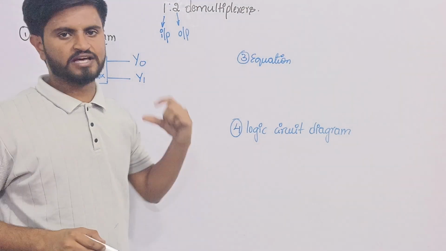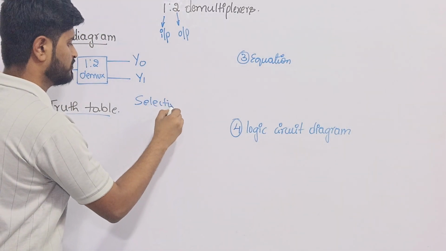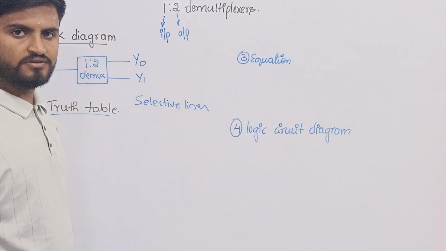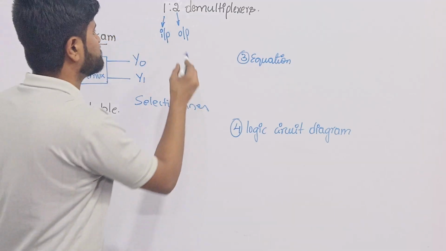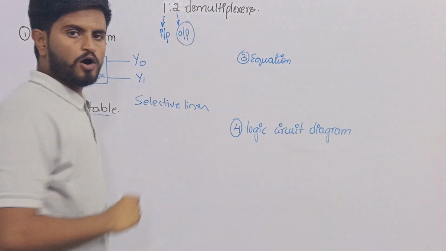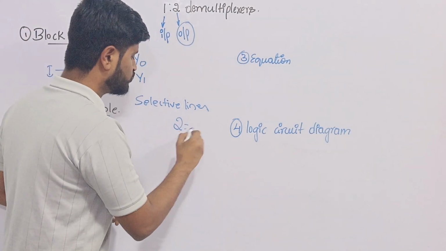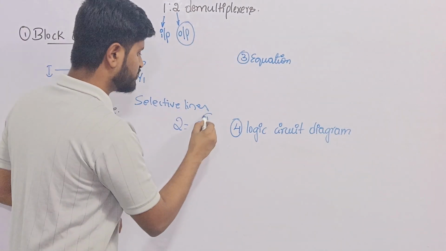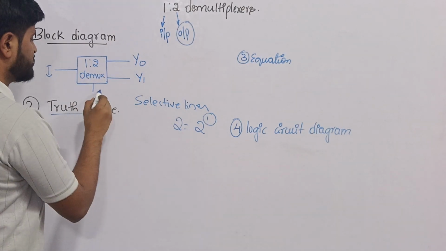Now the input will be coming, and through which output the input must go will be decided or selected by the selective lines. So how many selective lines will there be? That is determined using a technique. Here, for the 1:2 demultiplexer, look at the output value, which is 2. How can you represent 2 as a power of 2? 2 power 1 is 2. So only one selective line will be used in the 1:2 demultiplexer.